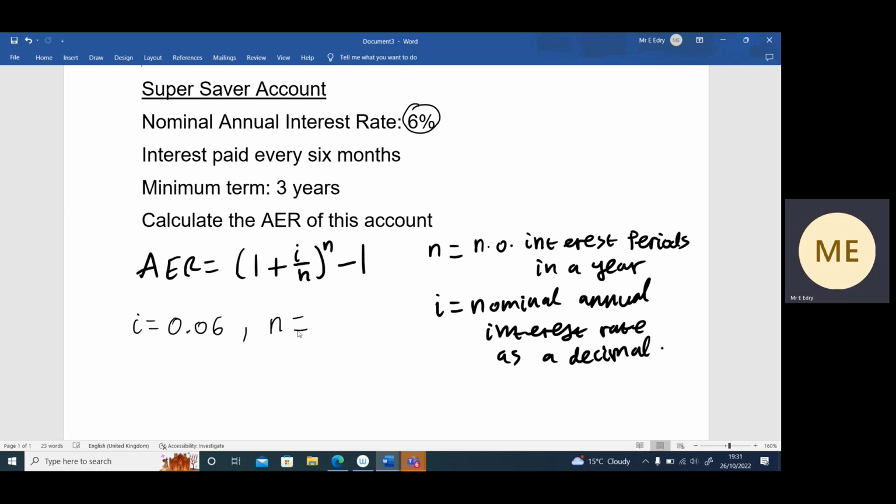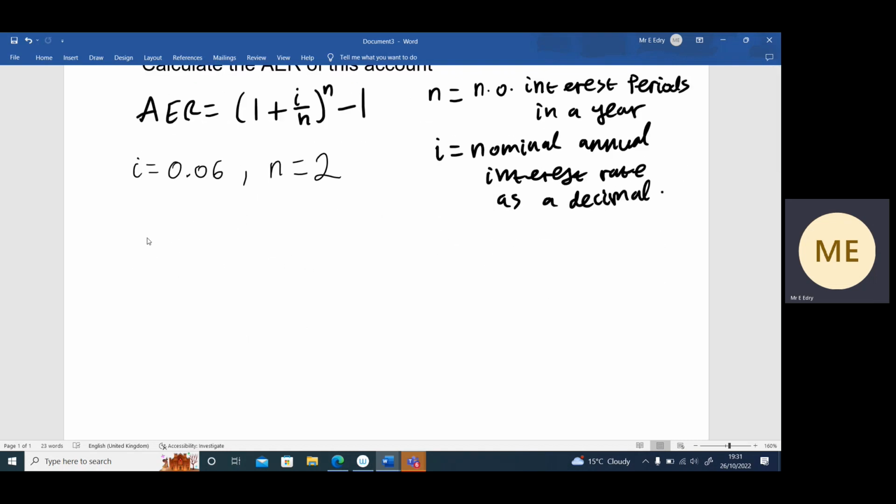The account pays out every 6 months. So we can say that there are two times in a year where interest is paid out. So n is 2. The minimum term is 3 years. That doesn't affect this question in any way. So now let's substitute these values into the formula.